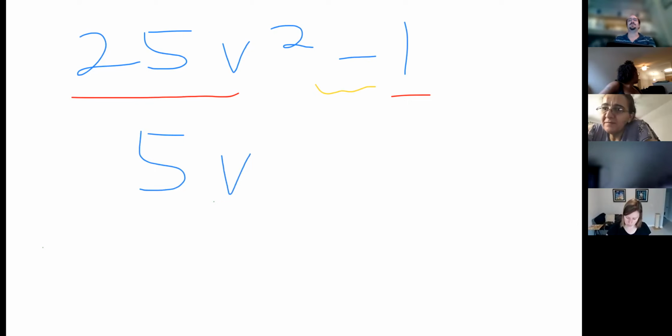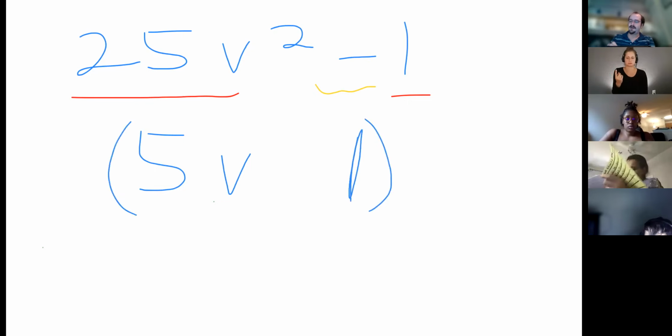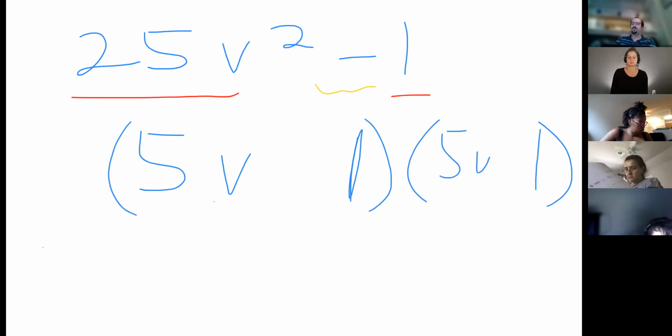The other thing I see here is 1. Is 1 a perfect square? That's one of the silly ones, probably. Yes, 1 is a perfect square. What is the square root of 1? It's just 1. And so in order to get this pattern happening, I have a 5v and a 1, and what about these signs? One needs to be a positive and the other one needs to be a negative. That's the only way we're going to get that middle v term to cancel out.